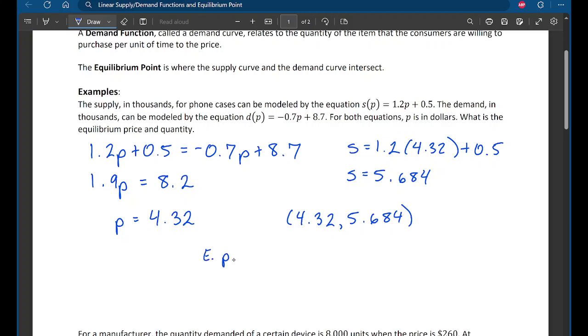But actually in terms we can say that the equilibrium price is $4.32 and the equilibrium quantity is 5,684, because remember it is in thousands like it said in the original problem.